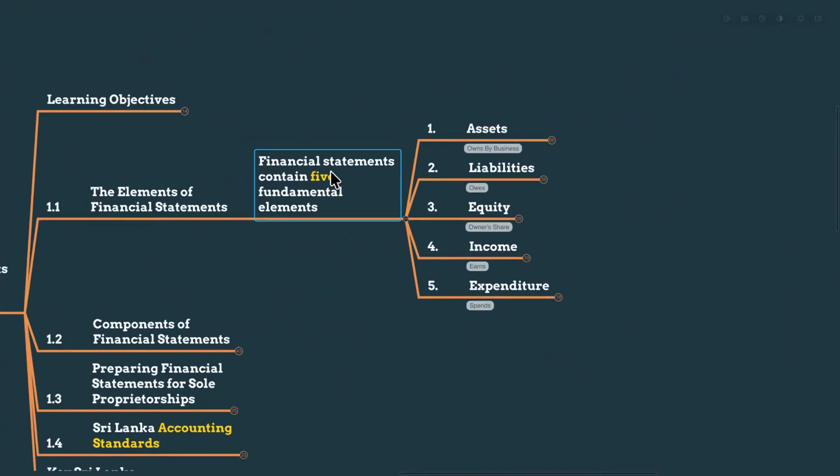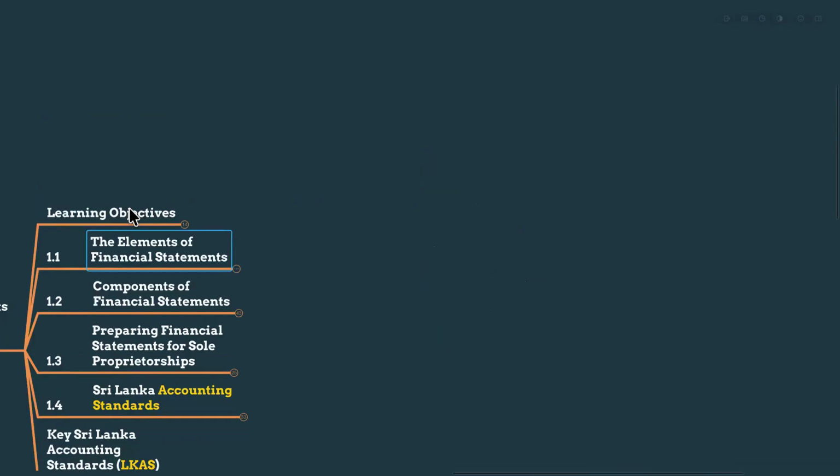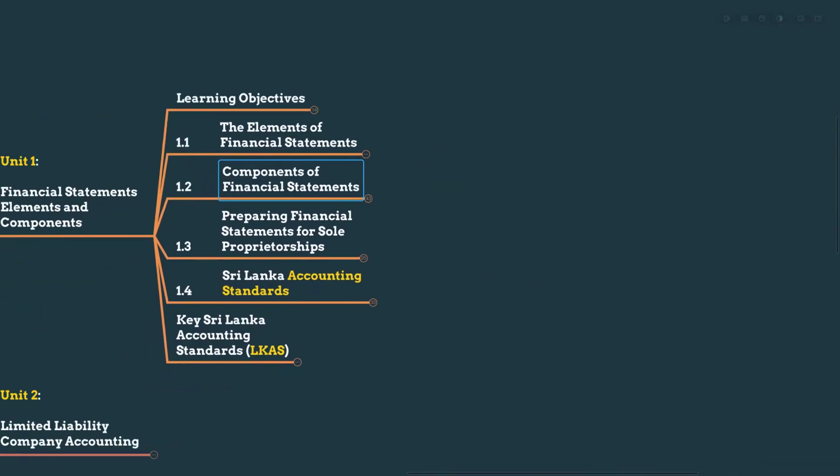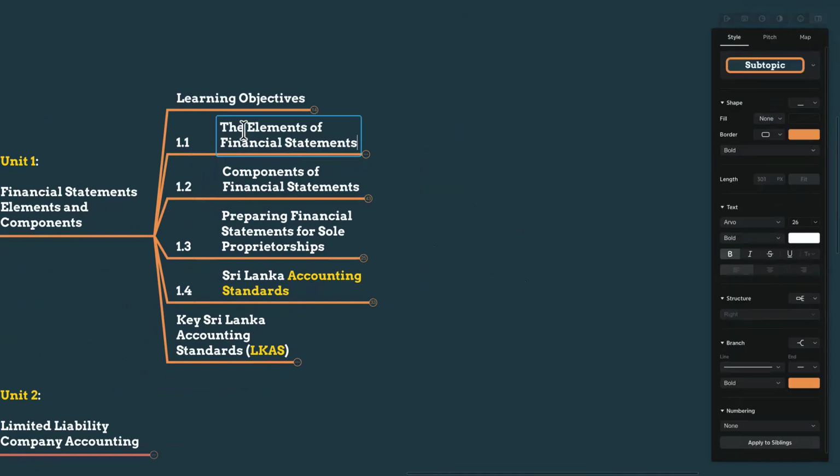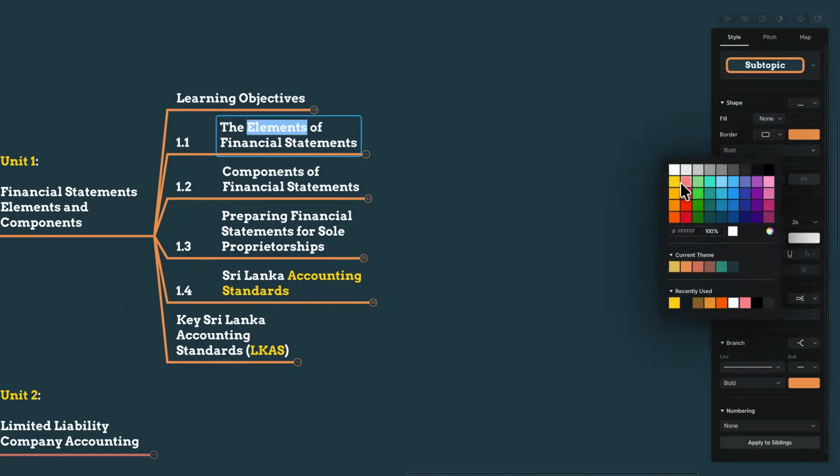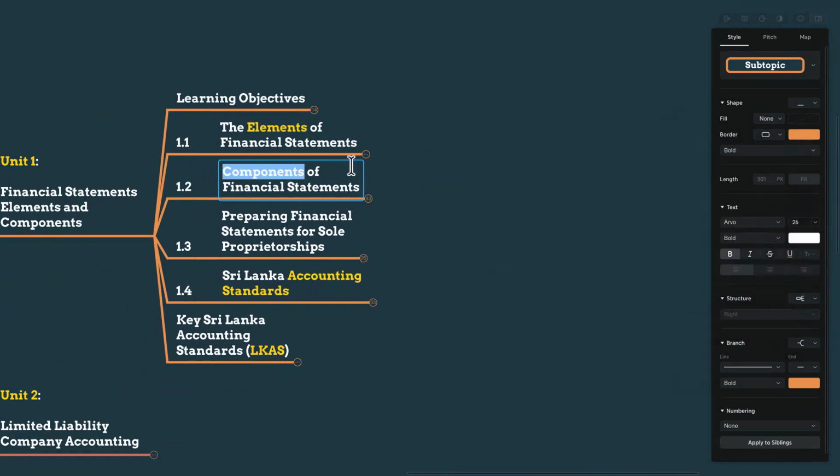So now you have 100 percent understanding of the five fundamental financial statement elements: assets, liabilities, equity, income, and expenditure. Let me talk about the components of financial statements, my dears. Now that you know the five elements, let's learn about the components. Here, you must have the distinction. In 1.1, I was talking about elements. In 1.2, I'm going to talk about the components.